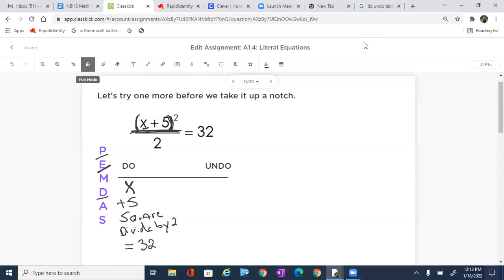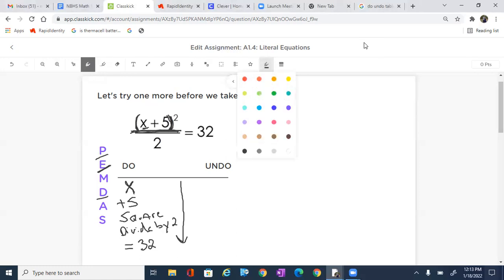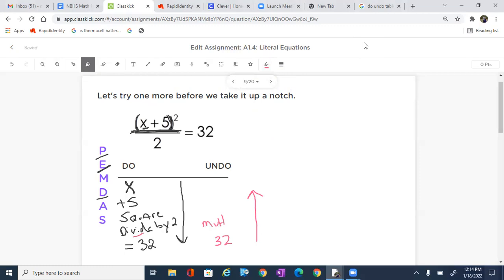Okay, so now what we've done is we've worked in this direction. We worked down: we started with x, we added 5, we squared, we divided by 2, and that will give us the answer of 32. Now the undo part is really just understanding the inverse and working backwards. So we're going to take 32, and now what are we going to do to it? We're not going to divide by 2. The opposite of divide by 2 is to multiply by 2.